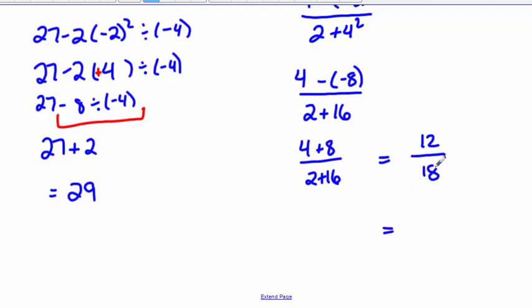That division is going to simplify. I can't divide 18 into 12, but I can simplify that fraction by dividing them both by 6. So my result is going to be 2/3.